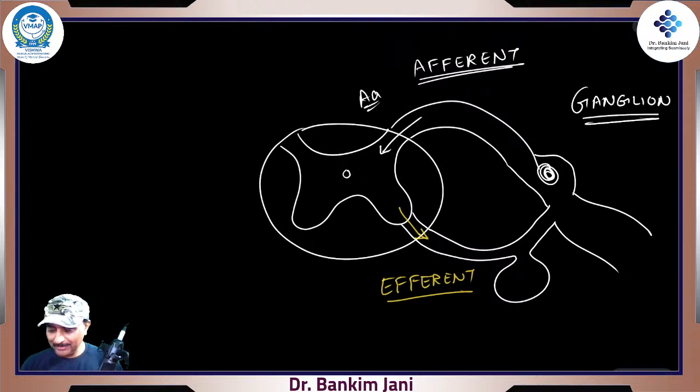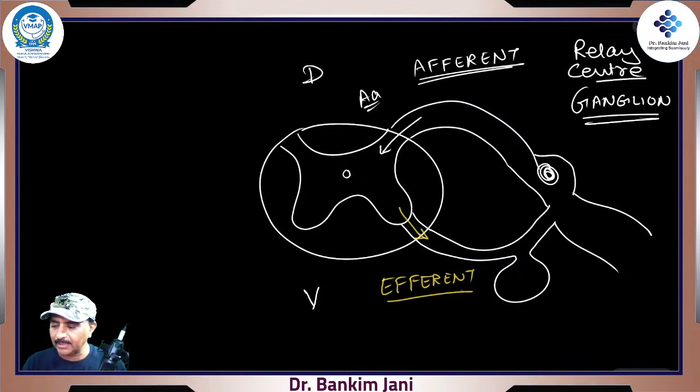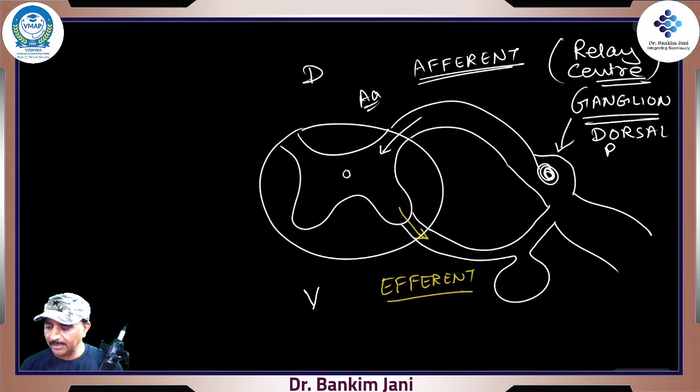So this ganglion, this is our dorsal and this is our ventral. We'll call these the dorsal root and the ventral root. This ganglion is nothing but a relay center. When the signals are getting weak, this relay center will make them powerful and then send them further. We have to give it a name, so we'll give the name as per its location: dorsal root ganglion. So simple, so far clear.